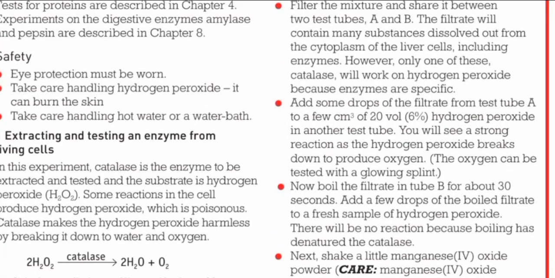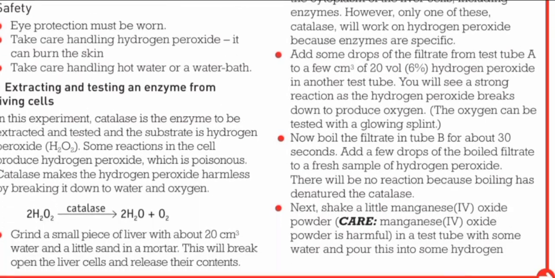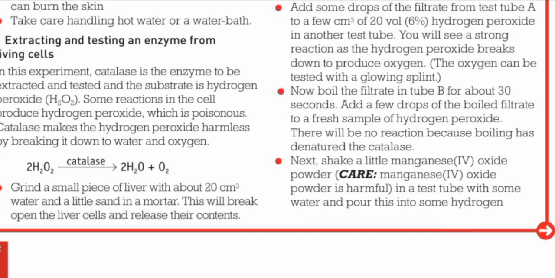Now here are some observations: bubbles form, which is oxygen gas. It is a strong reaction, and the oxygen can be tested using a glowing splint. There is an observing point that you have to observe in the bubbles. Next is the boiling test. This test is also known as a boiling test.